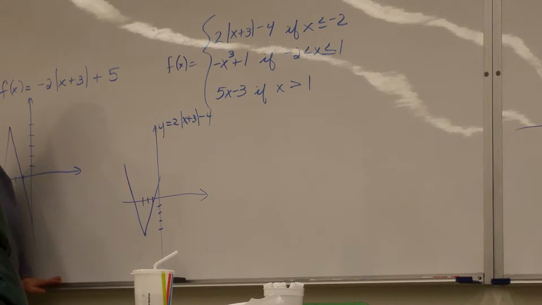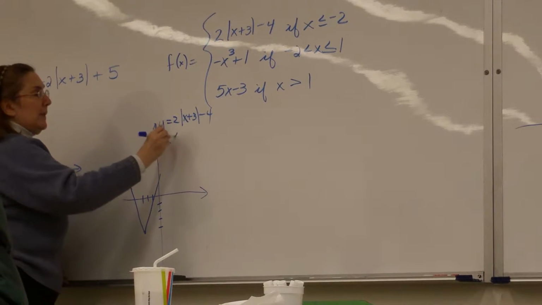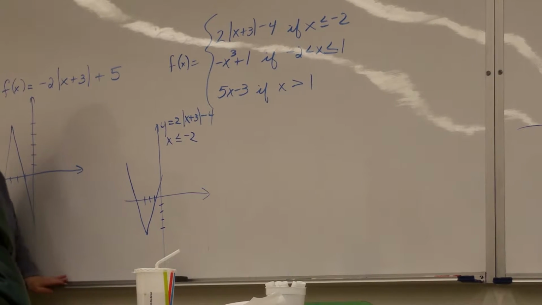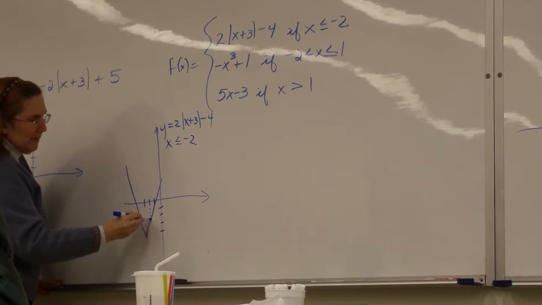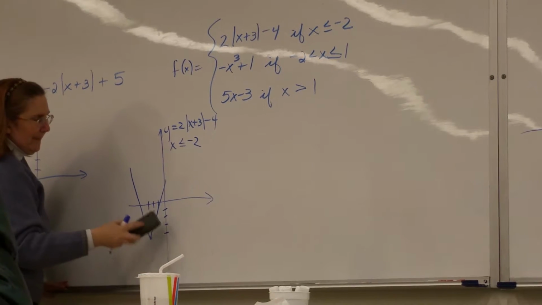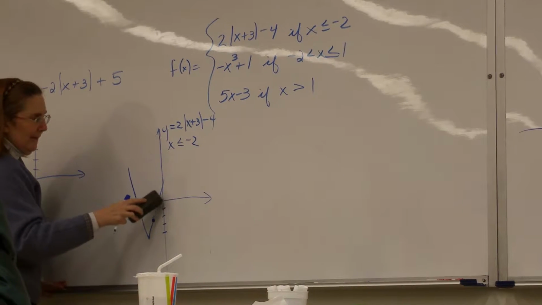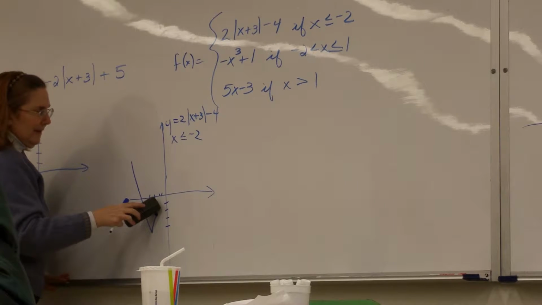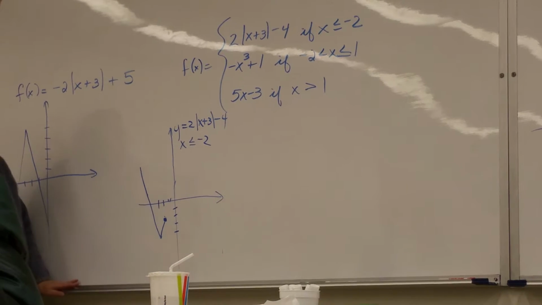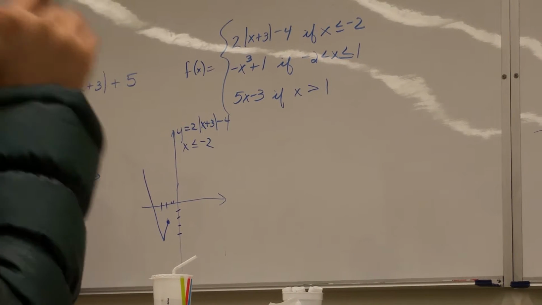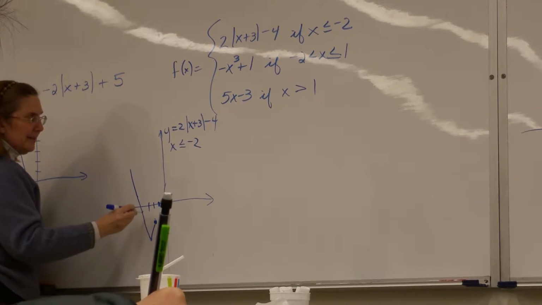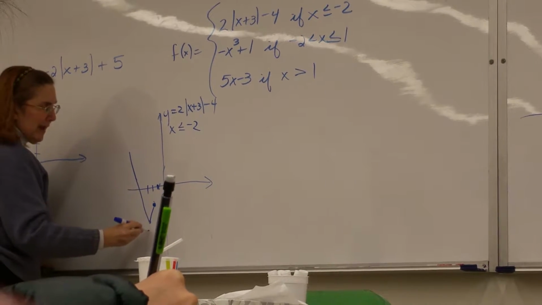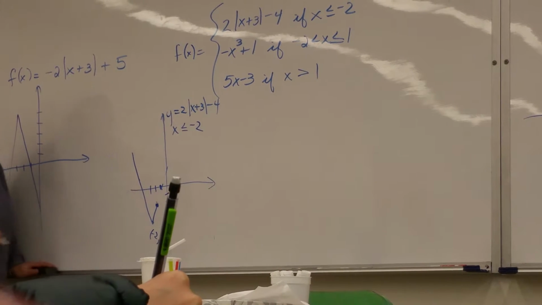Once again, I don't want the whole thing. I want the piece where the x values are less than or equal to negative 2. There's negative 2. I want less than or equal to that. And we do need to find that endpoint. If x is negative 2, what's y?